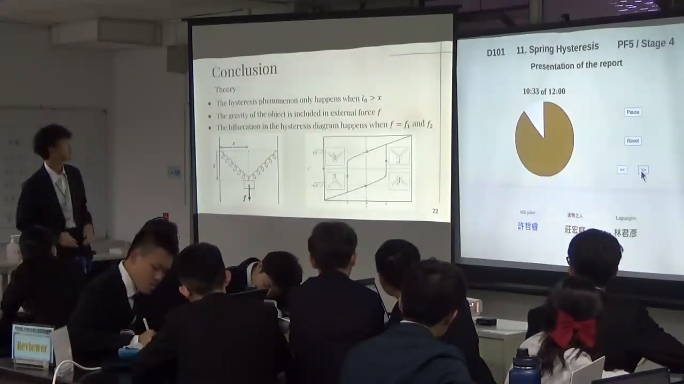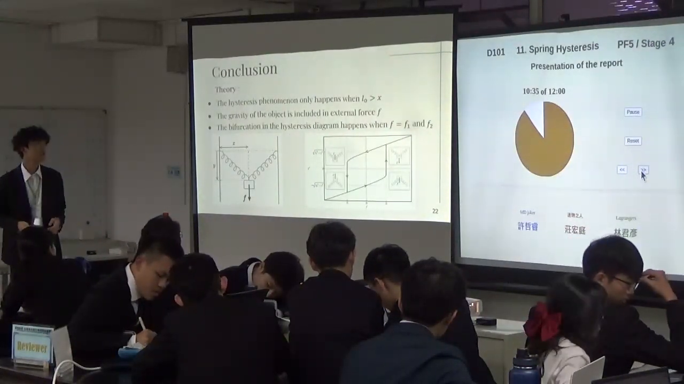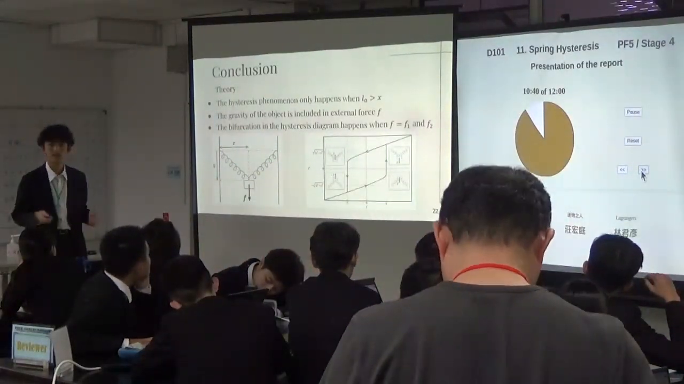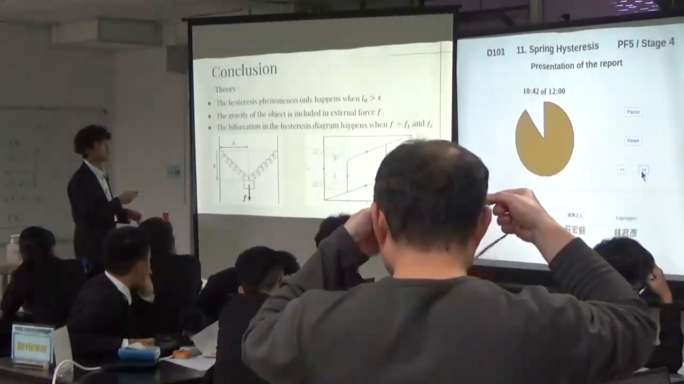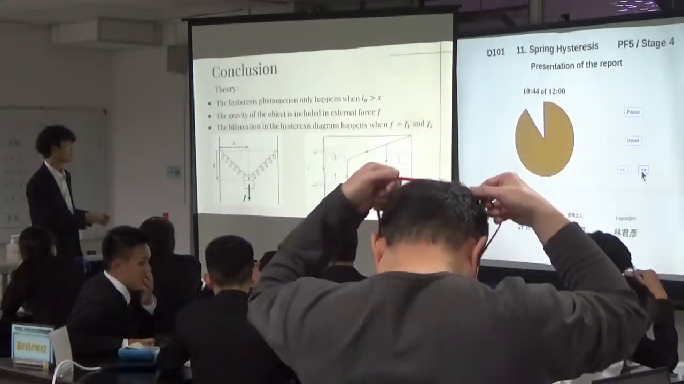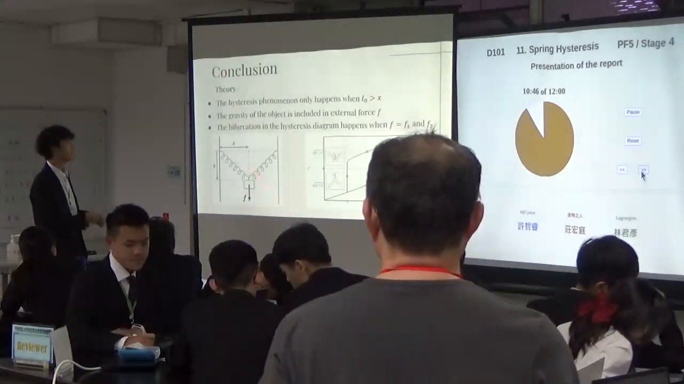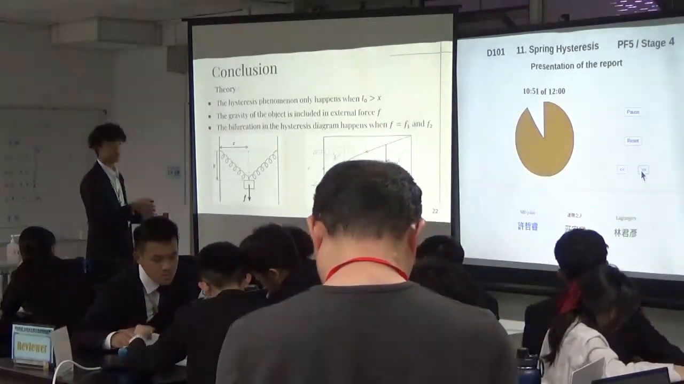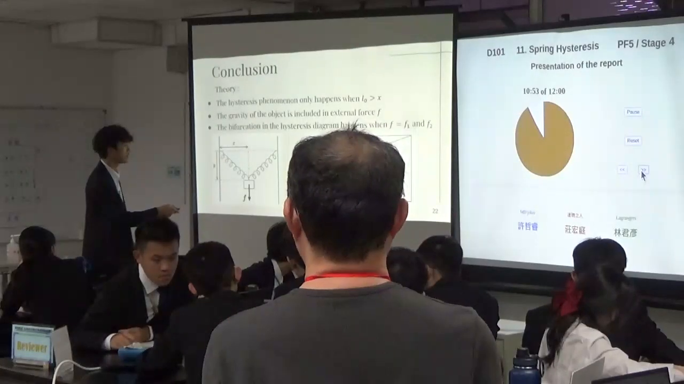And here comes the conclusion. In our theory, the hysteresis phenomenon only happens when the natural length of the spring is bigger than the horizontal distance X. And the gravity of the object is included in the external force, little f over here. And the bifurcation, like in the hysteresis diagram, and the hysteresis phenomenon happens when f equals f1 and f2.